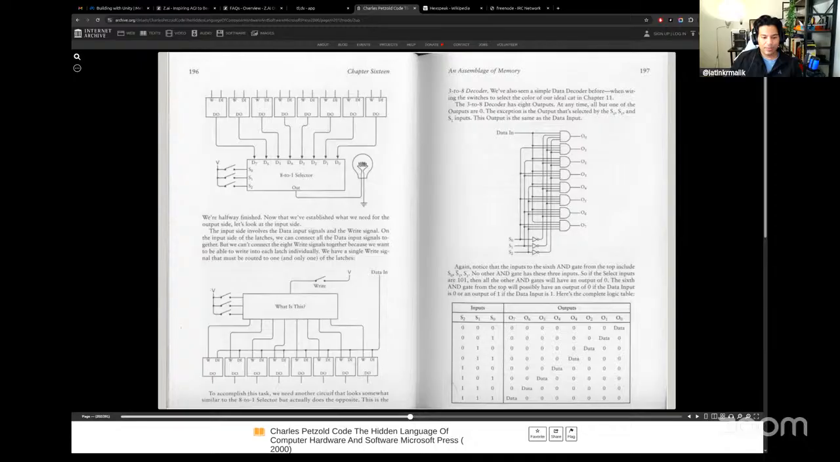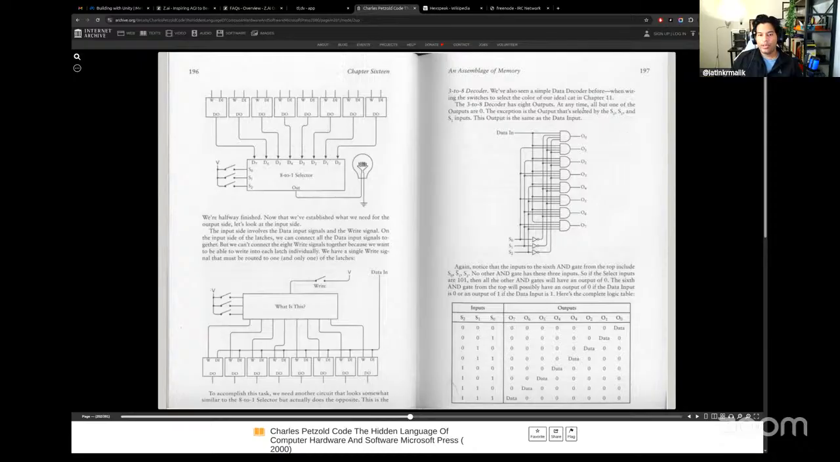To accomplish this task, we need another circuit that looks somewhat similar to the 8 to 1 selector, but actually does the opposite. This is the 3 to 8 decoder. We have also seen simple data decoders before when wiring the switches to select the color of our ideal cat in chapter 11. Remember, like white, not tan, female, and there was this whole formula.